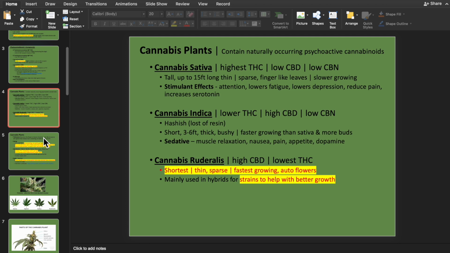Cannabis indica has lower THC and higher CBD, which means that it produces less intoxication, so less high and more sedative effects. So Cannabis sativa, the weed plant, has the highest THC. Indica has lower THC, so it would help with muscle relaxation, nausea relief, increase in appetite, and increase in dopamine. Ruderalis is high in CBD and has the lowest amount of THC compared to the other ones. It's the fastest growing, an autoflower, so it basically grows like a weed. Since the other two don't grow as fast and are harder to produce, sometimes Cannabis ruderalis is hybridized with the other two so that they can harvest better and faster.